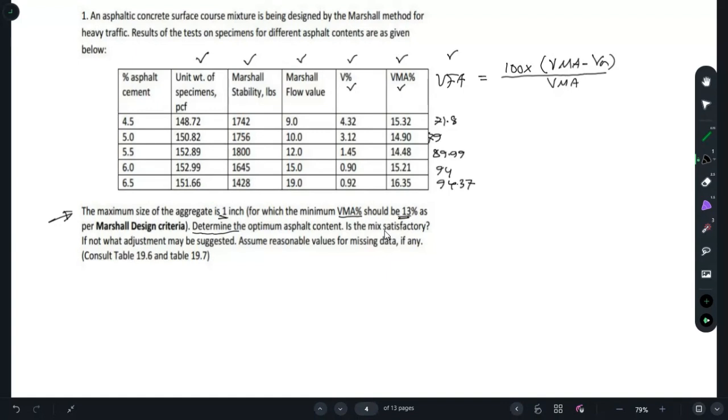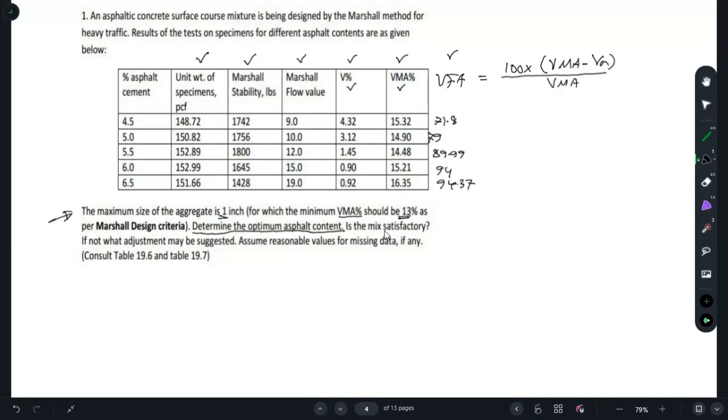So we are asked to find out optimum asphalt content, and there is a question: is the mix satisfactory or not? And another question is, if not, what adjustment may be suggested? Assume reasonable values of missing data.